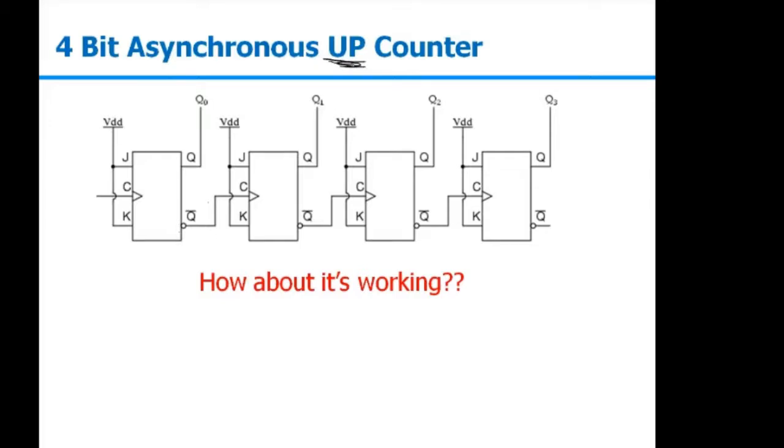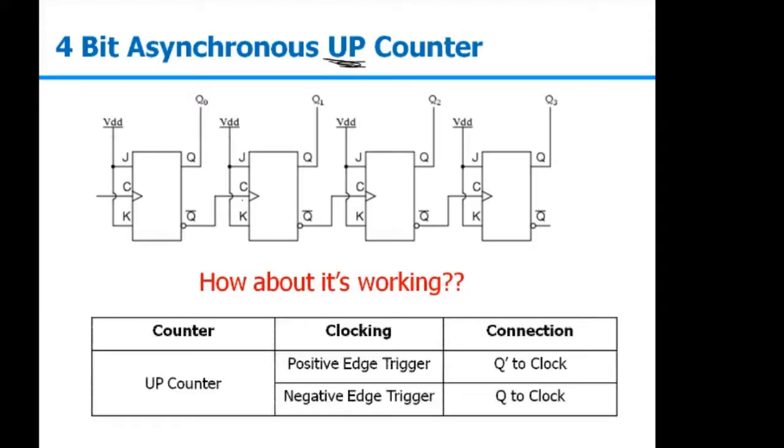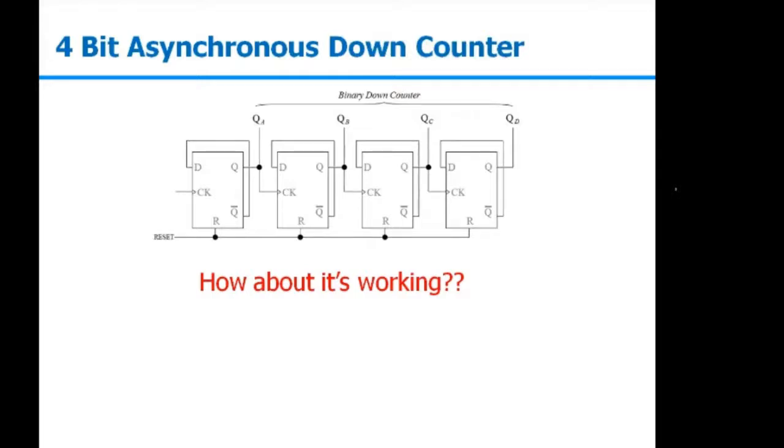in that case, Q bar will be connected to the clock. So you can cross check it's working. It will be the same as we discussed in the 2-bit asynchronous up counter. So if you summarize this up counter concept, I can say if you want to design an up counter, first you need to find whether you are working with a positive edge trigger or negative edge trigger. If you are working with a positive edge trigger, then your Q bar needs to be connected to the clock of the next flip flop. And if you are working with a negative edge trigger, then your Q should be connected to the clock of the next flip flop.